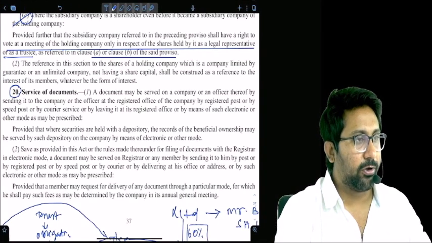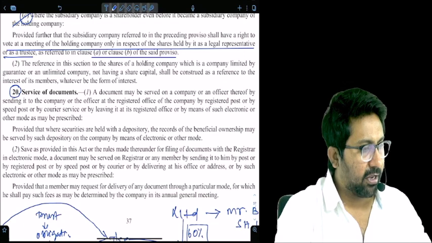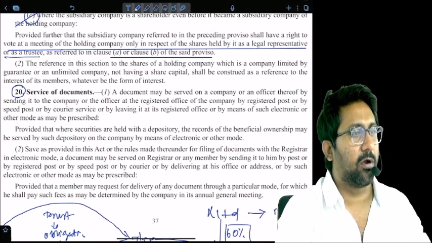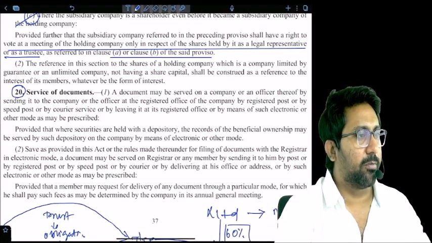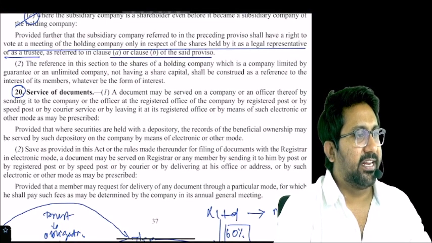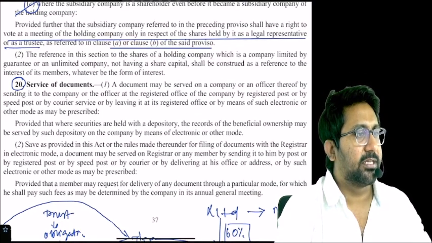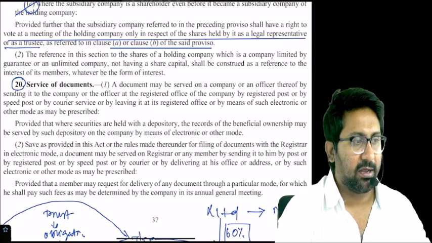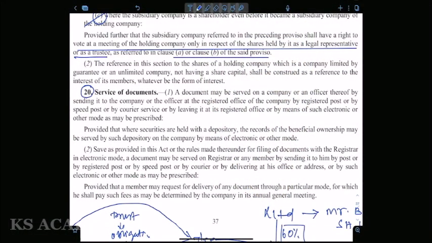So we are now going to read the concept called service of documents. So 3 sections are there totally. Section number 20, 21 as well as section number 22. All the 3 sections are having a common intention. Miscellaneous provisions, please.